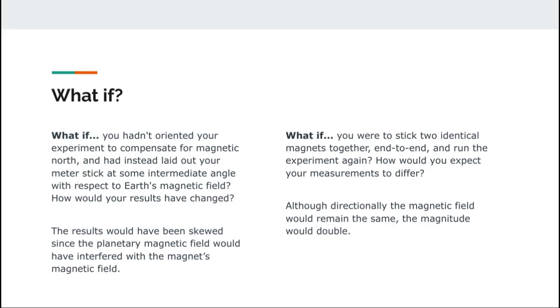And what if we were to stick two identical magnets together end to end and run the experiment again? How would you expect your measurements to differ? The biggest thing is that the magnitude would double, since the strength of the magnets would double, but the direction of the magnetic field would remain the same. On-axis and off-axis, they would still have the same direction for the arrows. So that is it. Thank you for watching.